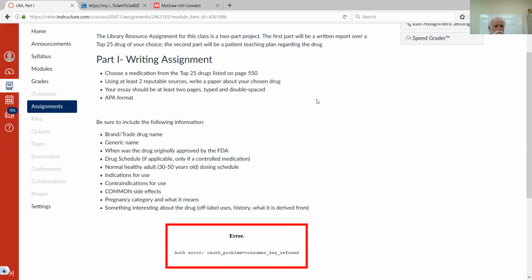What is the dosing schedule for a, quote, normal, healthy adult? 30 to 50 years old. No, it's really more like about 25 to 55. When drugs are developed, people have to volunteer to be a part of the development schedule. No one can be secretly given a drug. So in order to volunteer, though, you have to be an adult. So you have to be old enough to sign a consent form, which nowadays is 18 years old.